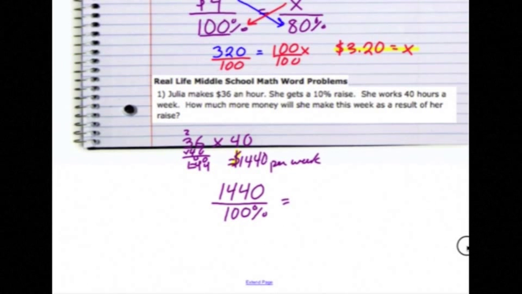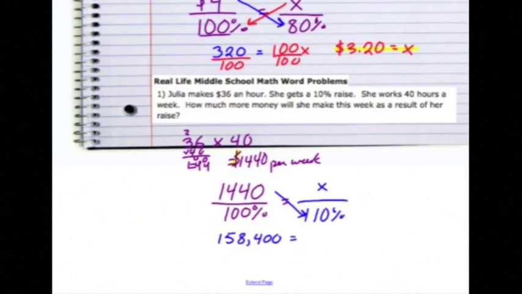But she gets a 10% raise. A 10% raise would be 110%, right? So we go from 100% to 110, that's a 10% raise. And we need to figure out how much money is she going to make now. So we do our cross multiplying. 1,440 times 110% is equal to, this is a big number, 158,400. And that's equal to 100 times x.